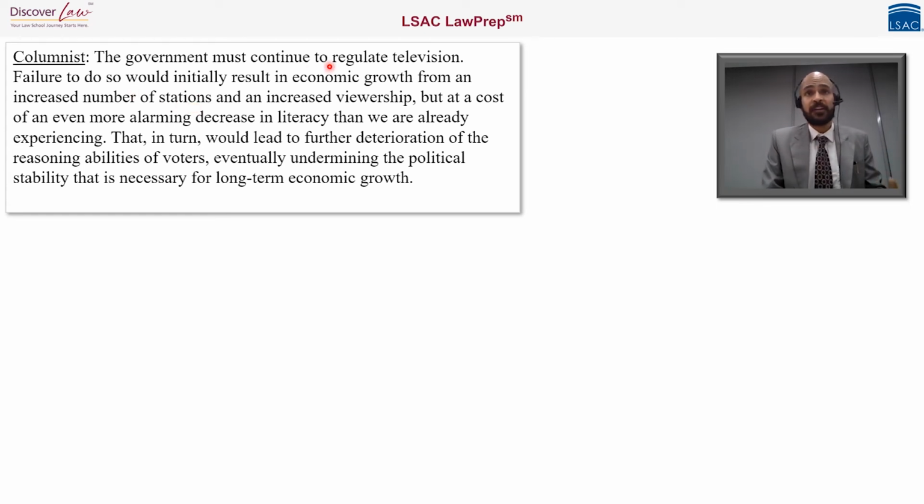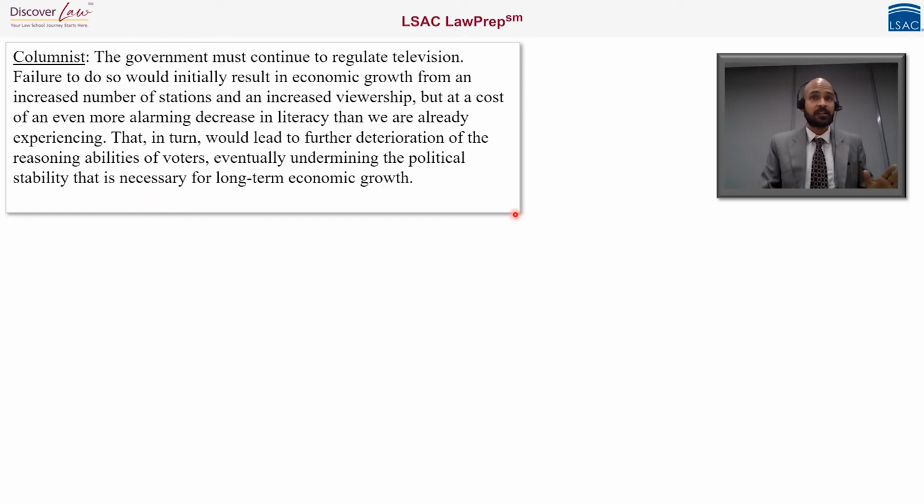It says failure to do so, which means failure to regulate television, would initially result in an economic growth from an increased number of stations and an increased viewership, but at a cost of an even more alarming decrease in literacy than we are already experiencing. So if you do not regulate, there will be some economic growth initially, but there will be an even steeper decrease in literacy. Okay, it says that in turn would lead to further deterioration of the reasoning abilities of voters. If there's lower literacy, lower reasoning abilities of voters, eventually undermining the political stability that is necessary for long-term growth.